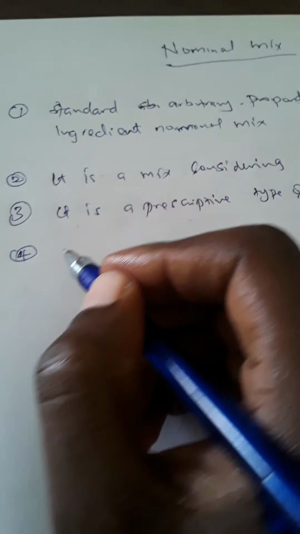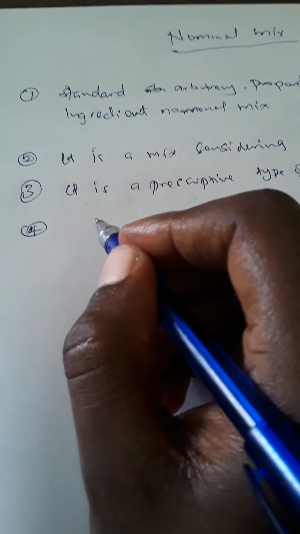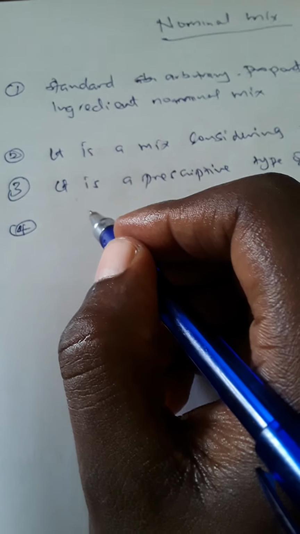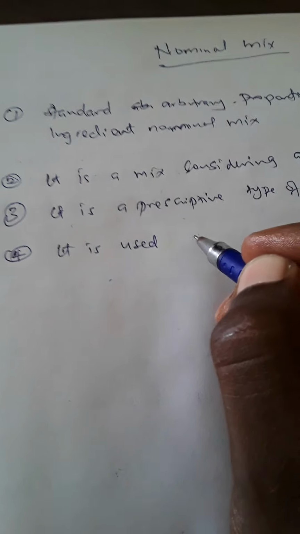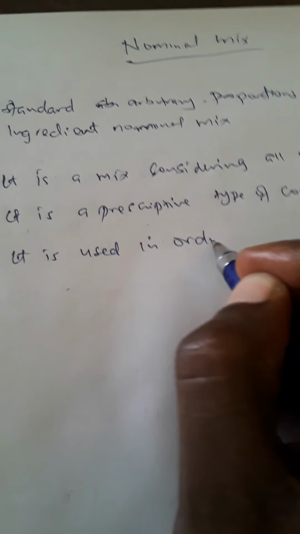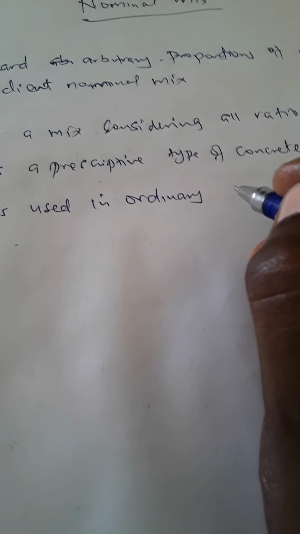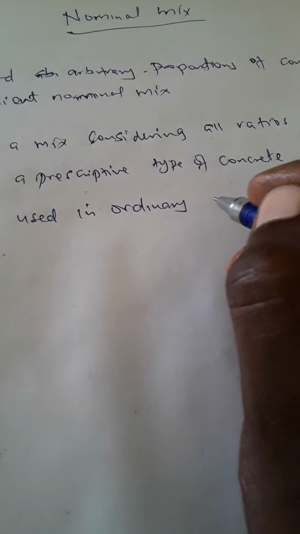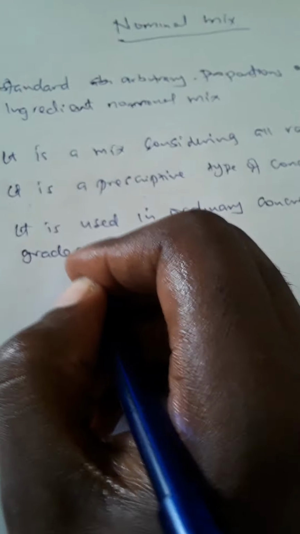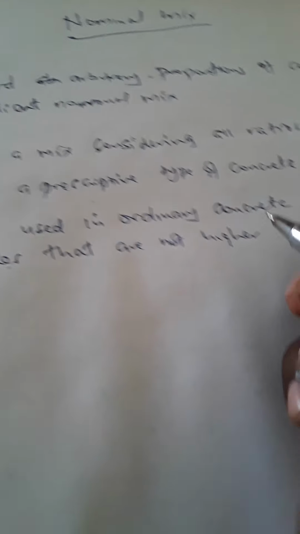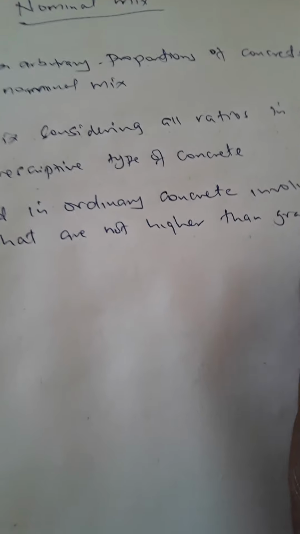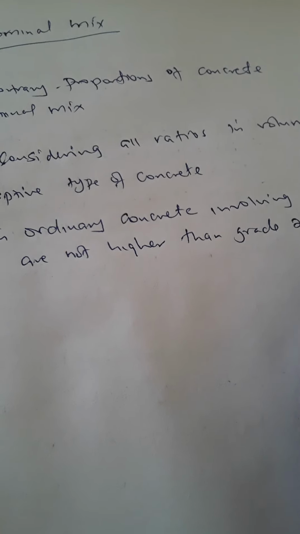Point number 4 about the nominal mix is that it is used in ordinary concrete involving concrete grades not higher than M20, or not higher than class 20 of concrete. It is used in ordinary concrete involving grades that are not higher than grade 20 or M20 class of concrete.